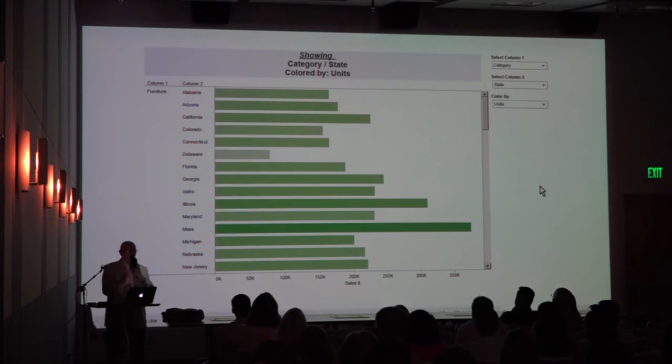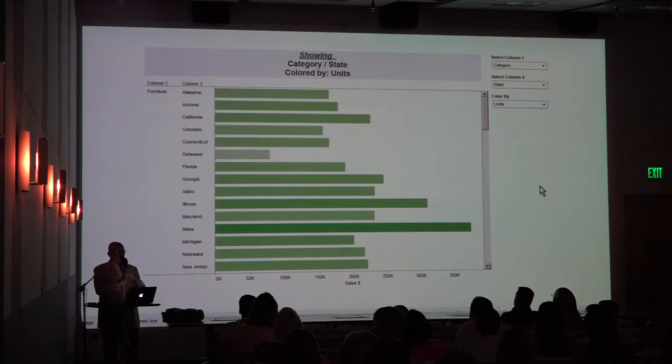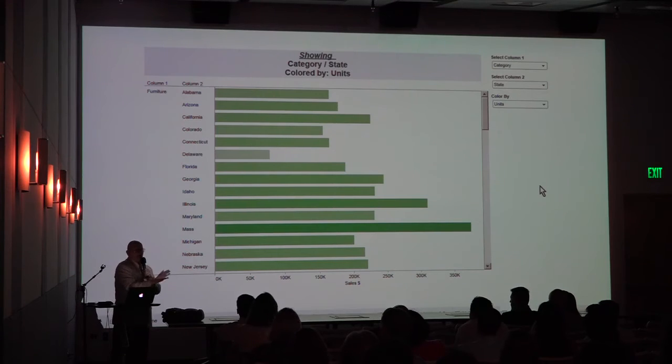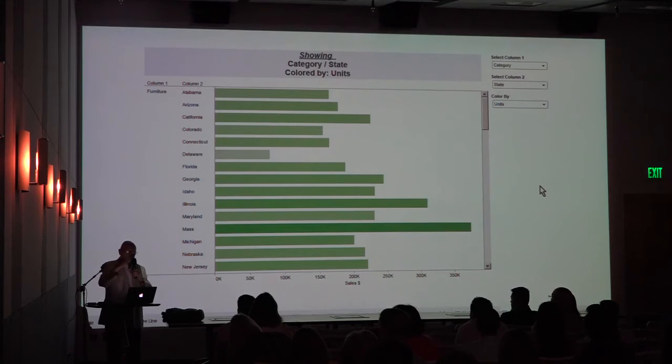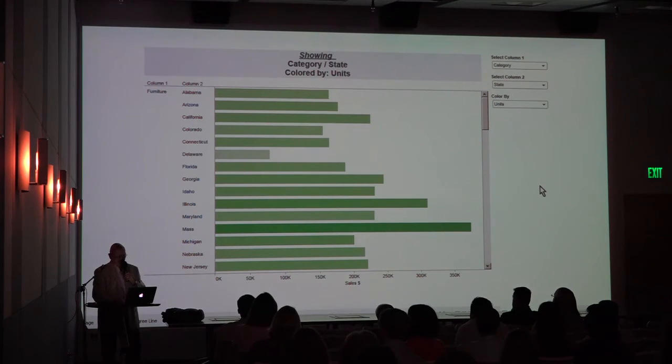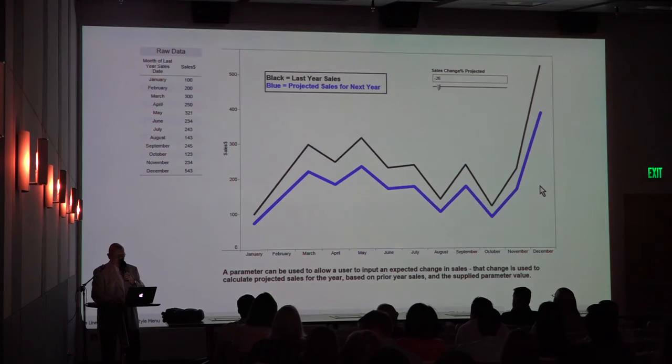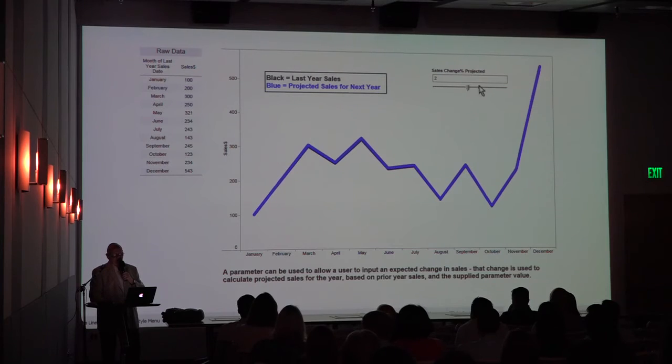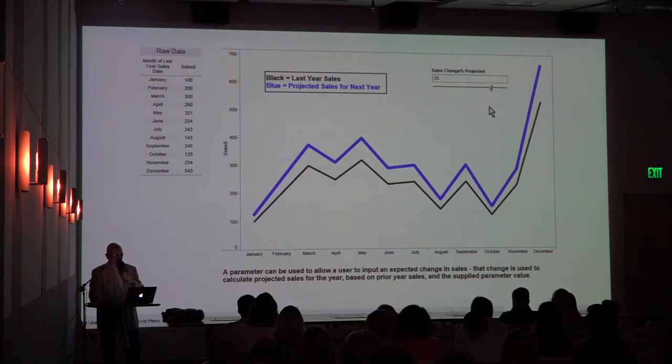So just by using parameters, we can duplicate some of the power of Tableau Desktop for those people that don't have the left side, that data window, so they can't drag and drop fields. We can give them the ability to basically put those fields on the row and column chart. Parameters again let us take something and say, if our sales go up 2%, our sales go up 25%, what's last year versus this year going to look like?